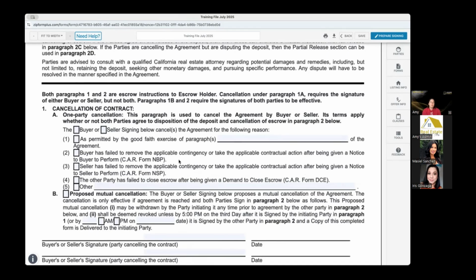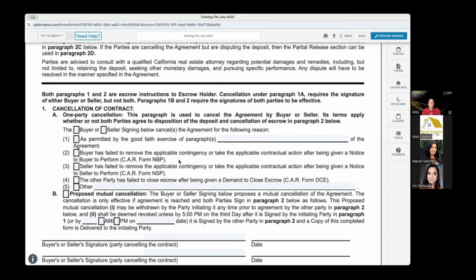Both paragraphs 1 and 2 are escrow instructions to escrow holder. Cancellation under paragraph 1A requires the signature of either the buyer or the seller, but not both. That means if my buyer wants to cancel this contract, they can check the box, and we can cancel the contract. That doesn't mean they're going to get their deposit back, but we don't need the seller's signature to cancel that contract. Paragraphs 1B and 2 require the signatures of both parties to be effective.